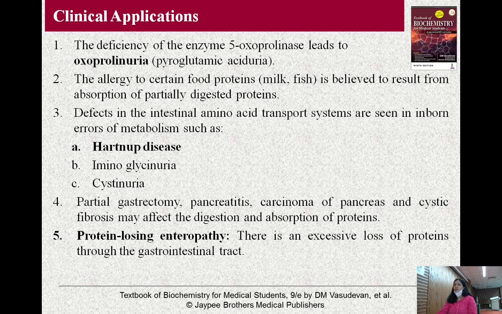Okay, once they are digested into amino acids and dipeptides, they are absorbed with the help of secondary active transport. Okay, and with the help of Meister cycle. And there are so many clinical applications of this in relation to digestion and absorption of protein. Mainly, you remember this Hartnup's disease, then protein losing enteropathy. Then what are the conditions which can affect the digestion and absorption of protein? You have to remember partial gastrectomy, pancreatitis, cystic fibrosis. Clear? So that's all for today.